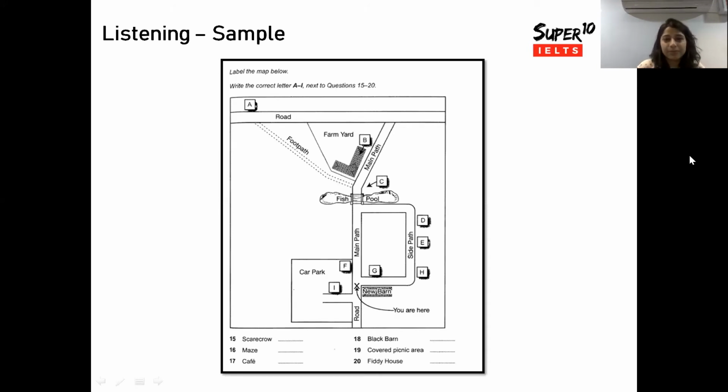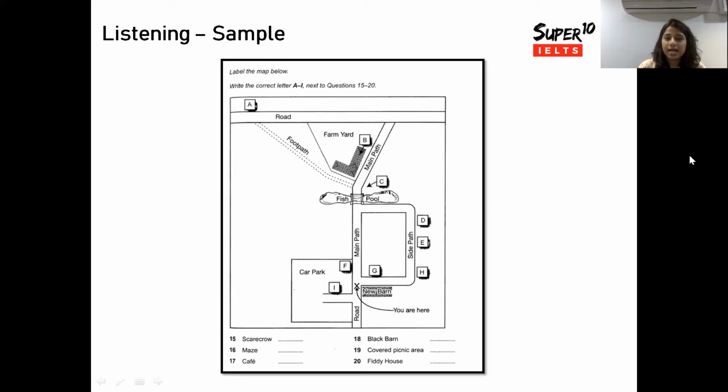Let's have a look at the sample. You can see it's written, label the map below. I've taken it from Cambridge. Write the correct letter A to I next to questions 15 to 20. You can see 15 scarecrow, 16 maze. According to your audio, where will the answer go? Which part will come in 15? Will it be A? Will it be B? Will it be G? Which part will come according to the audio that you listen to?